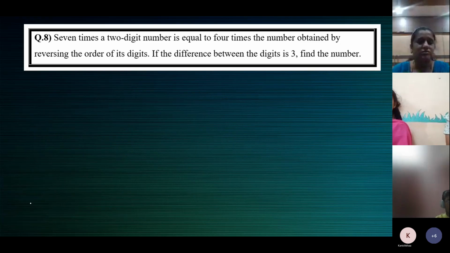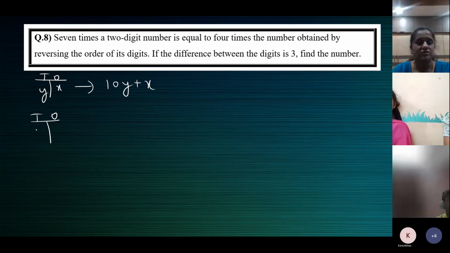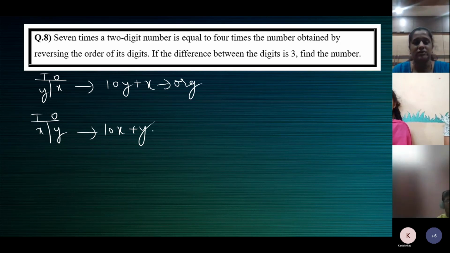By now we know this assumption. Once tens, supposing you say x and y, then the original number is 10y plus x. So the number formed by reversing the digits, x and y here, will be 10x plus y. This is the original number, supposing we assume like this. This is the new number.